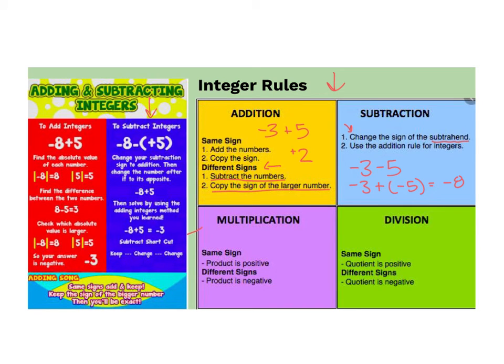When you're multiplying or dividing, if I have 15 divided by negative 5, my answer is negative. And if I have negative 15 divided by negative 5, my answer would be positive. Same for multiplication. If there's one negative, the answer is negative. If there's two negatives, the answer is positive.